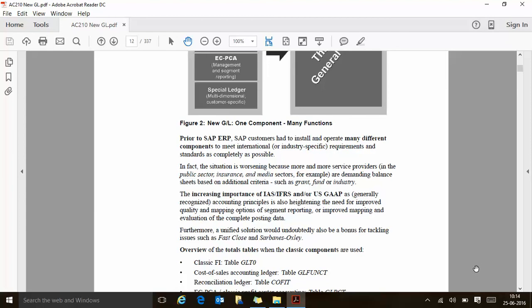So segment reporting was the demand. It was one of the key requirements for business because every global company was looking for such reporting. IFRS is something every company is focusing on. Every company has to follow the GAAP requirement and international accounting standards.